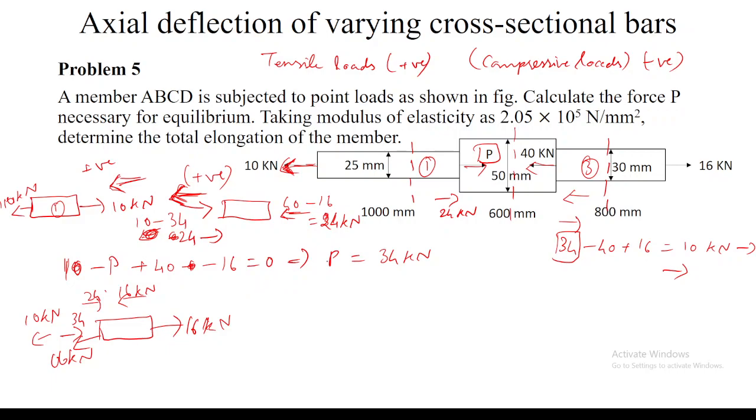So it is actually a balancing of forces for each member, for finding the loads acting on each member. From this you can find the stresses, sigma. What is the stress in member one? What is the stress in member two? What is the stress in member three? Like that.